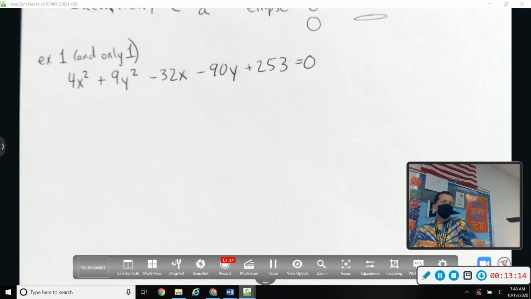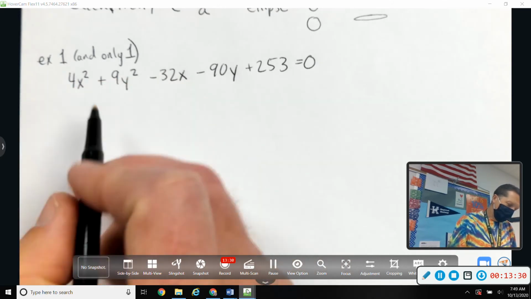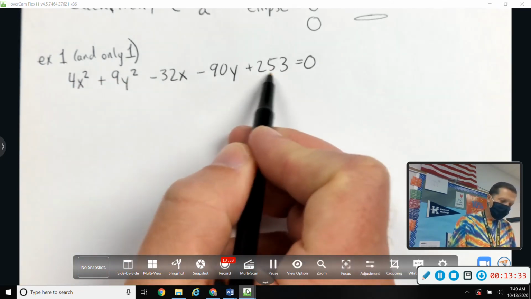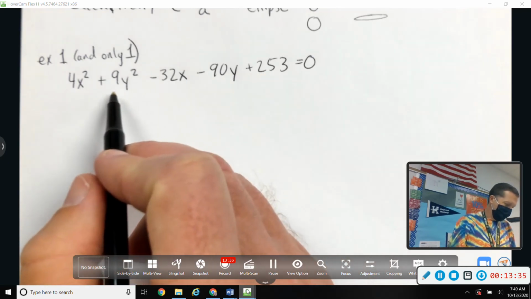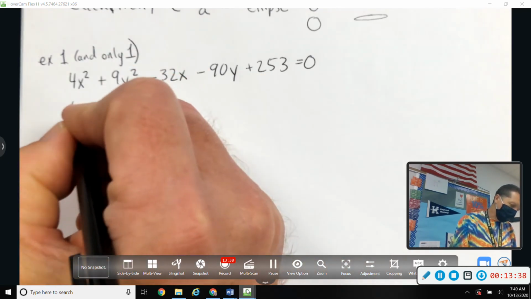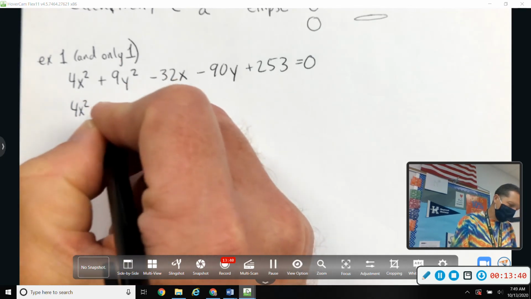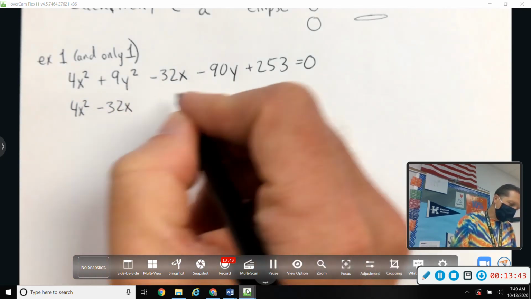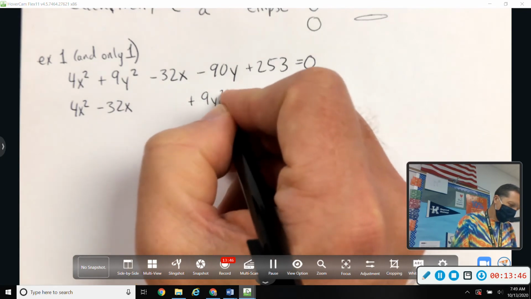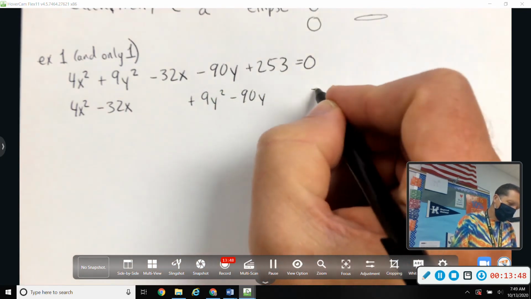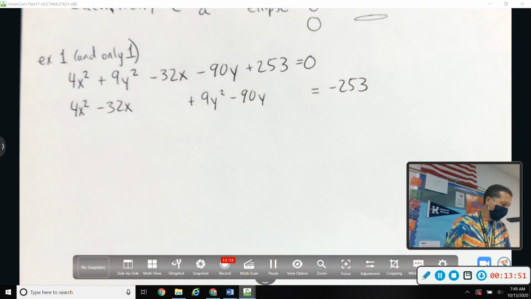Yeah, weird numbers. Like, what in the world is going on here? Well, kind of like we did yesterday, I have no idea what that ellipse looks like. I can't do anything with that right now. I need to change that into standard form to start to make it look like something I can deal with. So I can't divide through by anything. That 253 is really messing things up. So let's just at least group the x stuff together. And leave a little space again. Group the y stuff together and get that 253 out of the way.